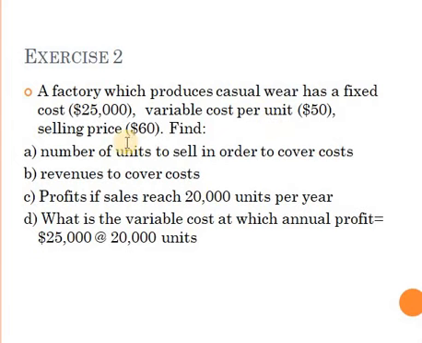The selling price is $60, and I need to find the following: number of units to sell in order to cover costs, revenues to cover costs, profits if sales reach 20,000 units per year, and I'm asking what is the variable cost at which the annual profit equals $25,000 at 20,000 units. Let's begin with the first part.